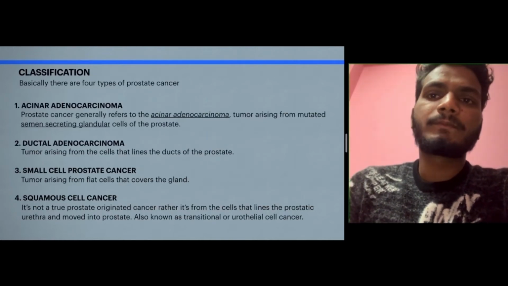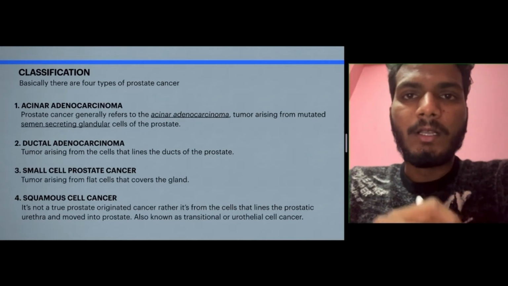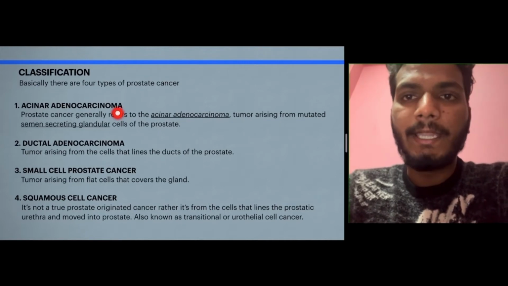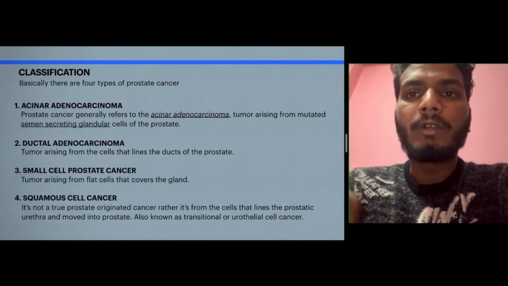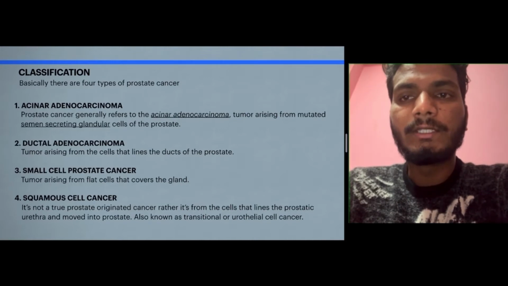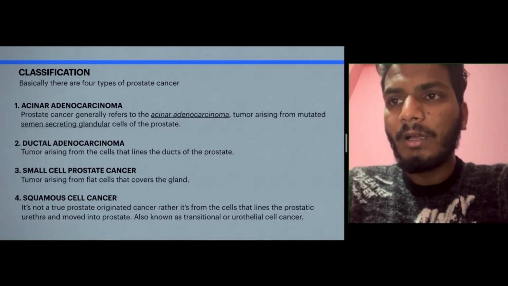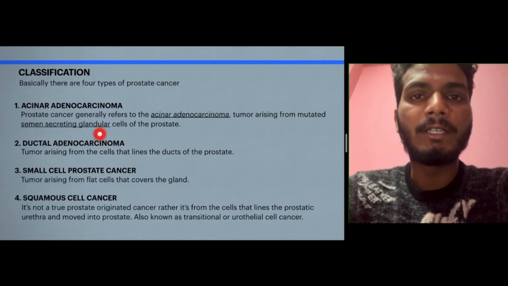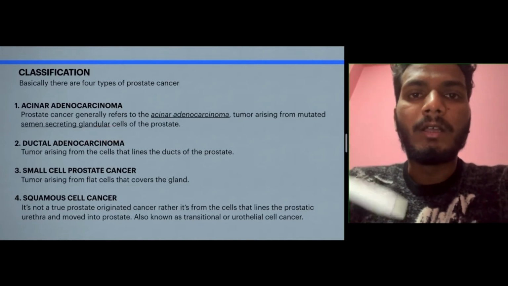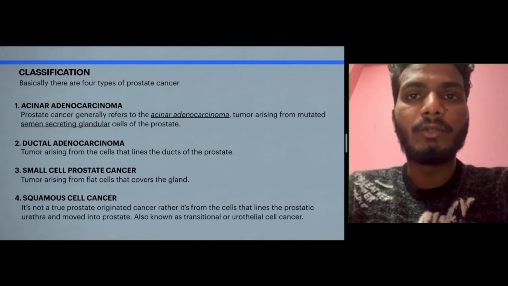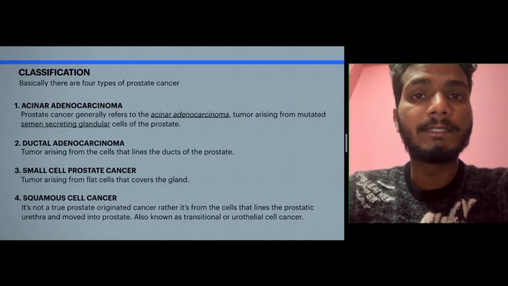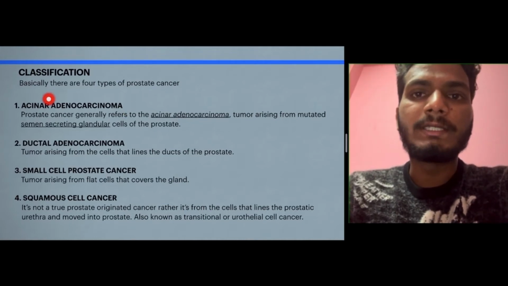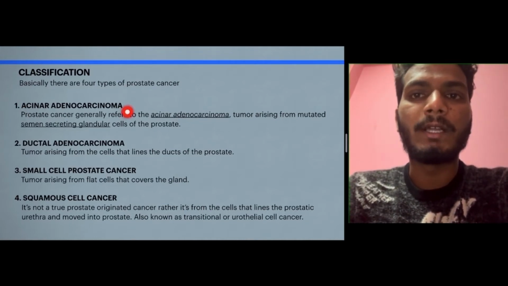So classification. There are mainly four types of prostate cancer. First of them is acinar adenocarcinoma. Acinar adenocarcinoma refers to the cancer which arises from the mutated semen secreting glandular cells. The glandular cells which are secreting semen, the origin from those cells is known as acinar adenocarcinoma. This is the major one. And when we say prostate cancer, we are referring to this carcinoma, the acinar adenocarcinoma type.